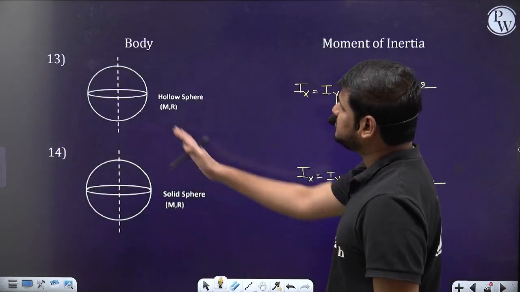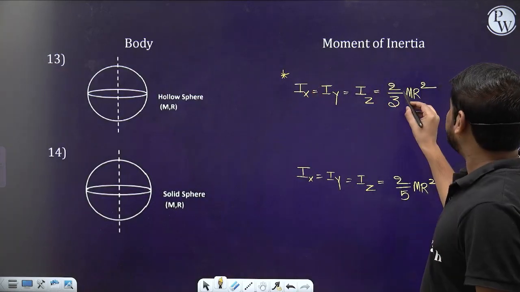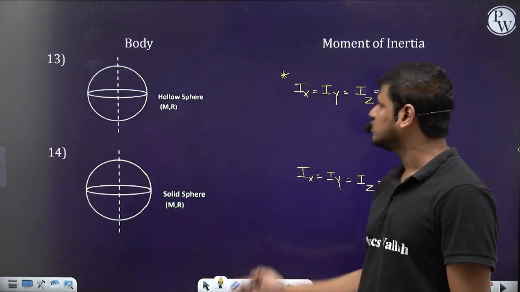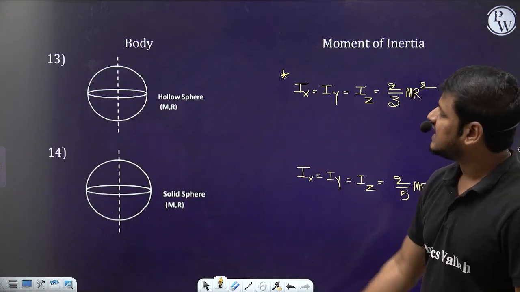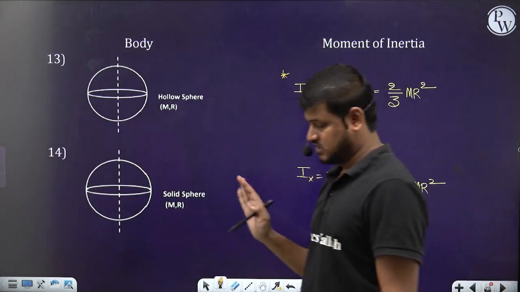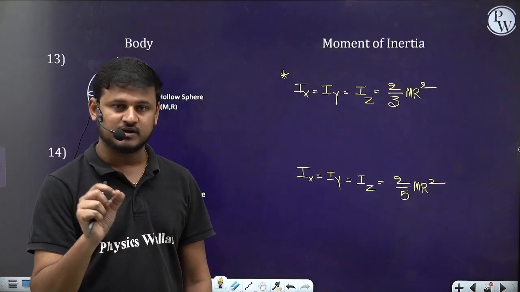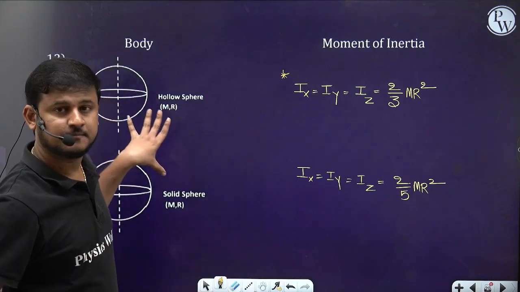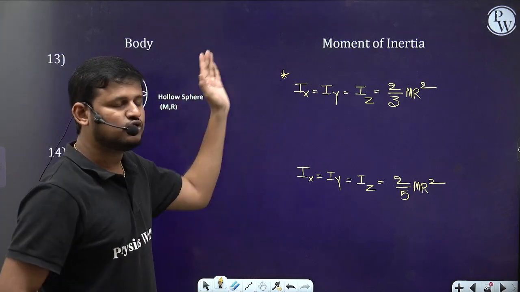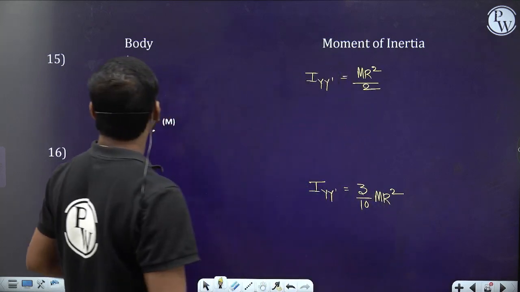And this is a hollow sphere. Very important, everyone should remember, guys. For a hollow sphere it is 2 by 3 mr square about all the axes, x-axis or y-axis or z-axis. And for the solid sphere, about all three axes it is 2 by 5 mr square. So hollow sphere 2 by 3 mr square and solid sphere 2 by 5 mr square. You should remember. Questions based on these are very important. Hollow 2 by 3 and solid 2 by 5. Remember it like that.